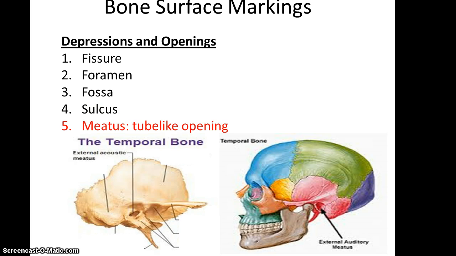And there's the meatus. The meatus is a kind of large tube-like opening. The best example is in the temporal bone, which is the external auditory meatus, which is basically where our ear canal is.